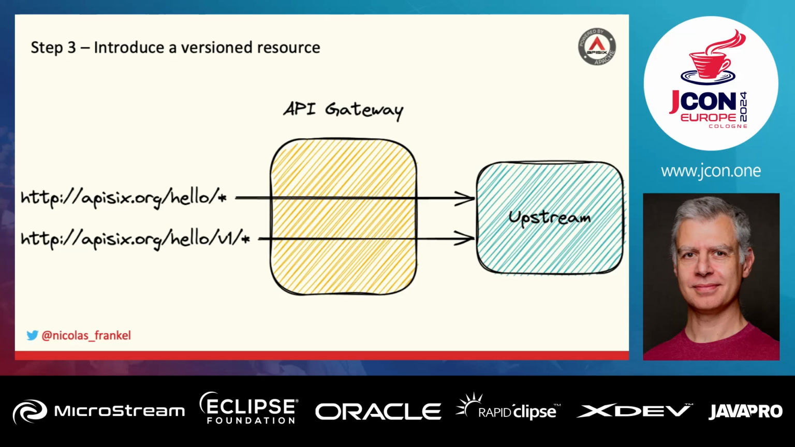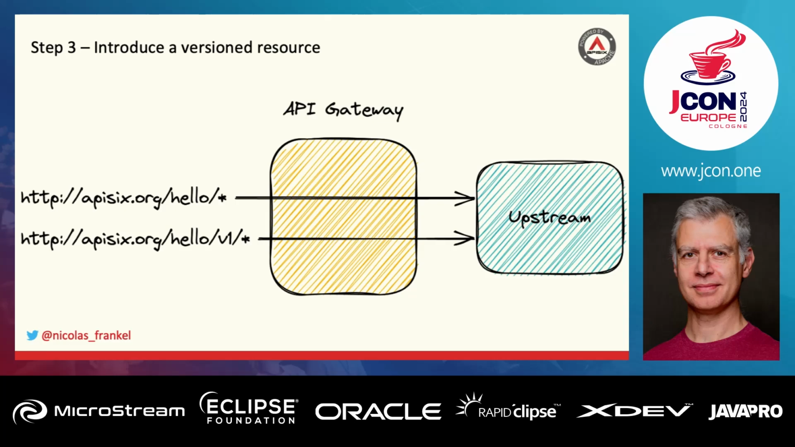I want to start to version my API. There are actually 3 ways to do that. The first is the path. That's the easiest way. It's the path. That's the one I will use because it's super visible.